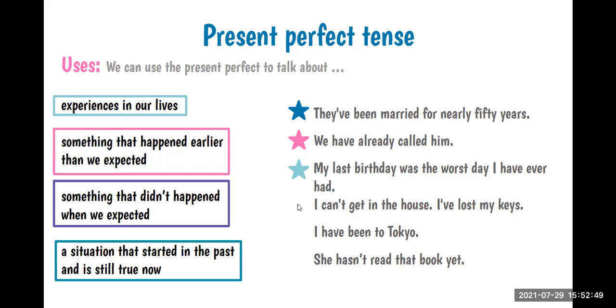So sometimes in some books, you're going to find this definition as something that started or happened in the past, and it has a result in the present. As you can see, here we have a result in the present. I can get in the house. Okay, the next one, I've been in Tokyo.